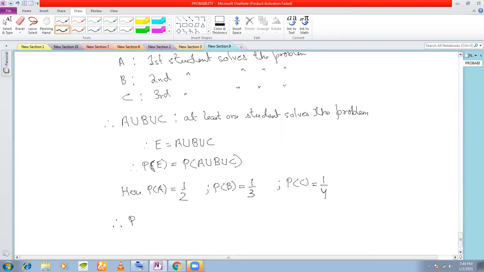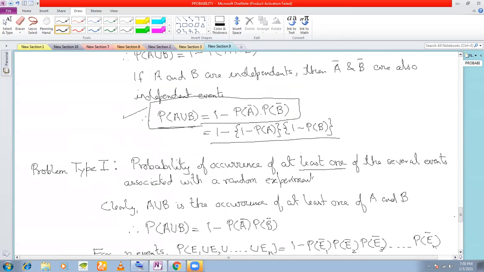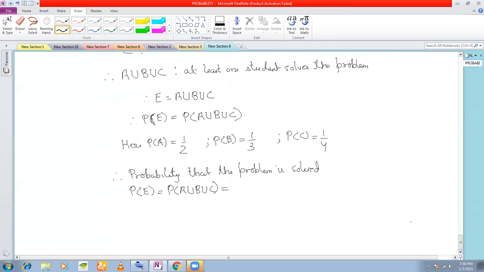Therefore, the probability that the problem is solved, P(E), is equal to P(A union B union C), right? And what is P(A union B union C)? Again, we shall apply this formula. Understood? What is P(A union B union C)? It is 1 minus P of the complement of A union B union C.